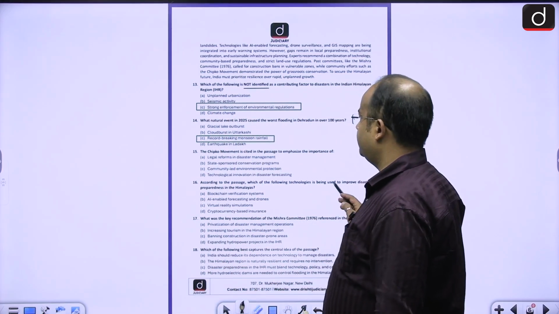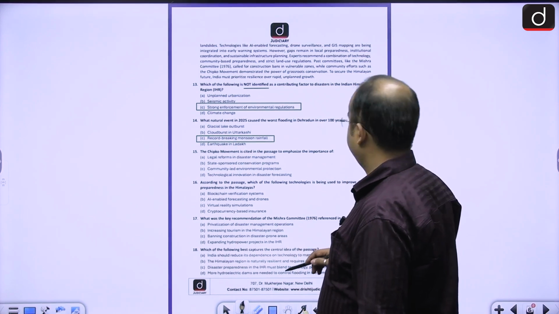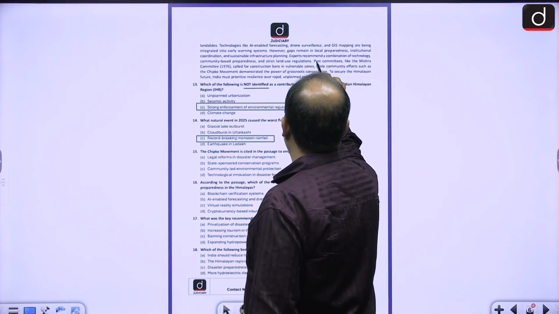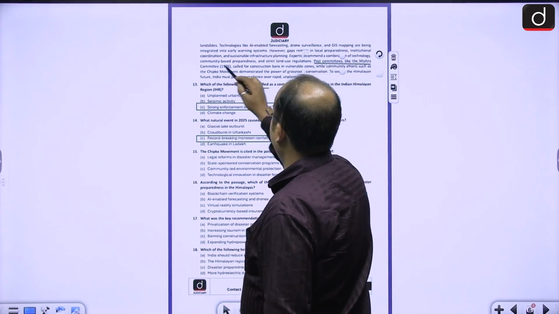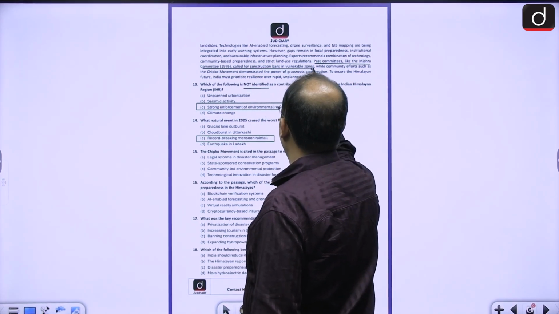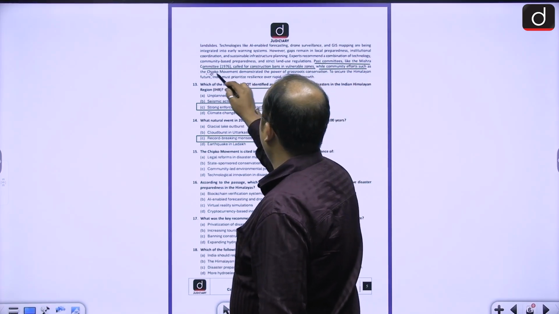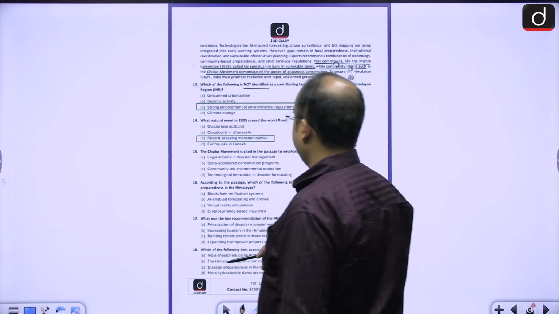नेक्स्ट है कि द चिपको मूवमेंट इज साइटेड इन द पैसेज दैट एम्फेसाइज द इंपॉर्टेंस ऑफ. तो यहां पर दोस्तों आप देखोगे कि इस पैसेज में बताया भी हुआ है कि पास्ट committees like Mishra Committee 1976 called for the constructional bans on vulnerable zone. The Chipko movement demonstrated the power of grassroots conservation. तो यहाँ पर भाई क्या है?